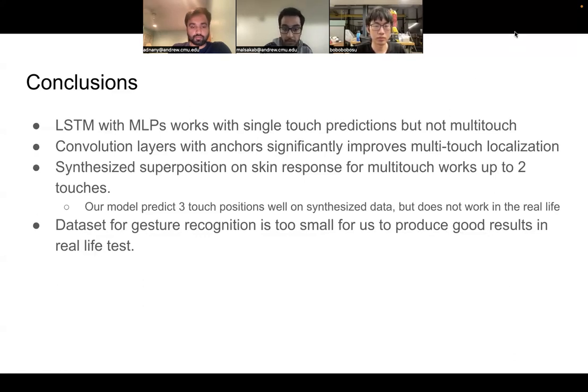Our dataset for gesture recognition is too small, since it's difficult to produce such data. However, we predict that we could get pretty good results if we have a larger dataset.